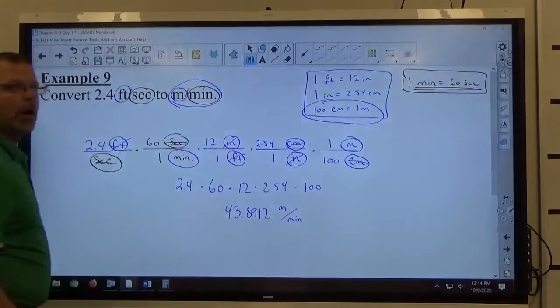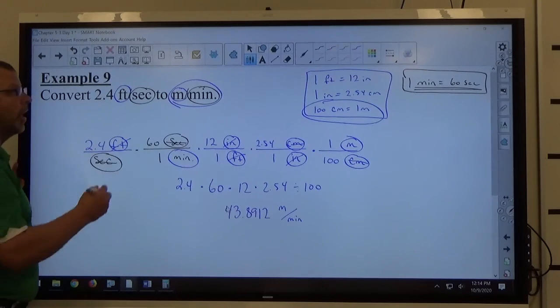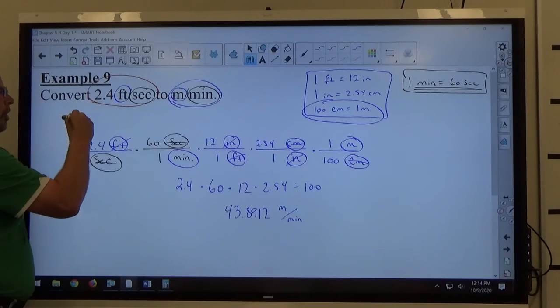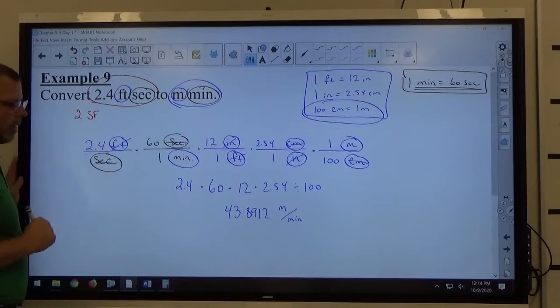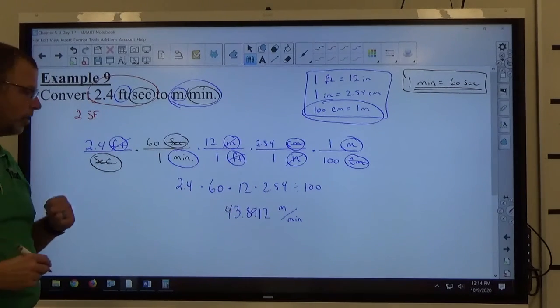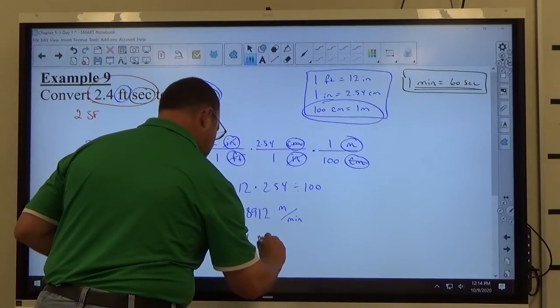Again, the final step in the problem is dealing with the significant digits, getting the right rounding based on what we're looking at. Our original measurement is 2.4, which has 2 sig figs. I need this to have 2 sig figs. 43.8 rounded to the nearest 2 digits is 44. They're both significant at this point, so I'm done there.